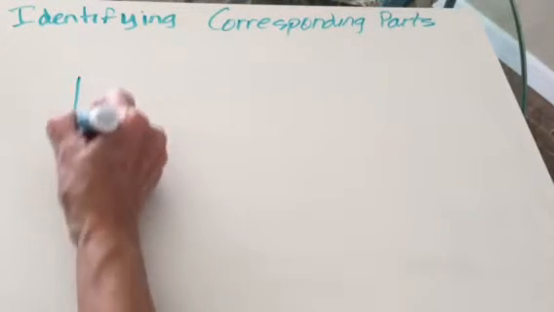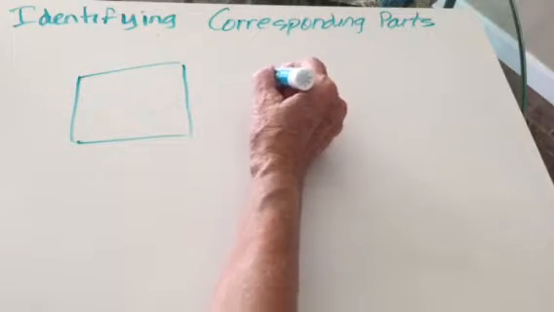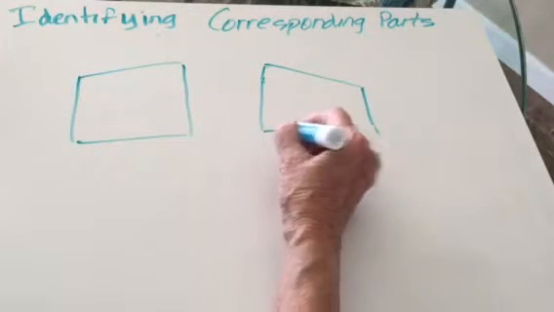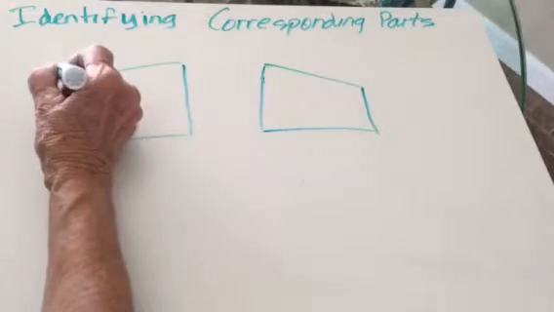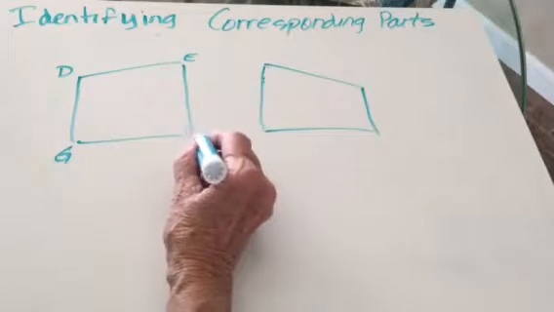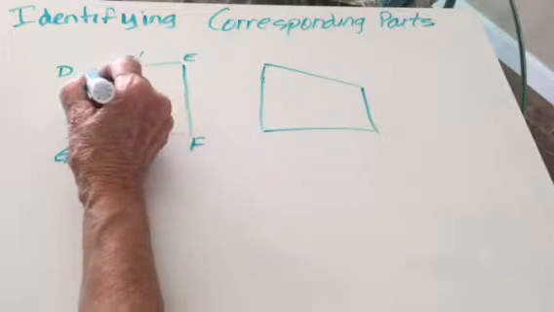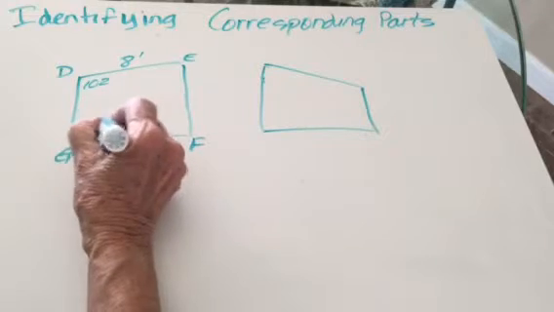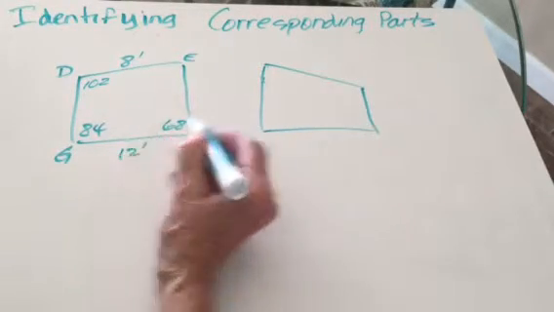I'm going to call it D, G, E, F. I'm going to say this is 8 feet here. I'm going to say this is 102 degrees. This is 84. This is 68. And this is 12 feet on the bottom.